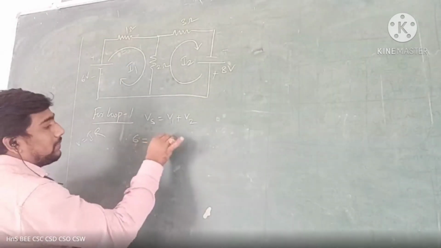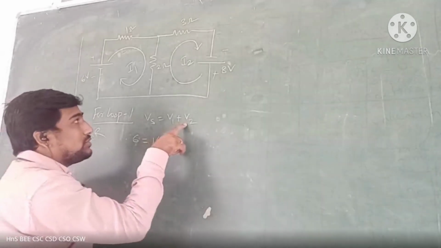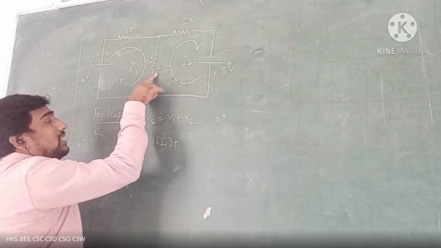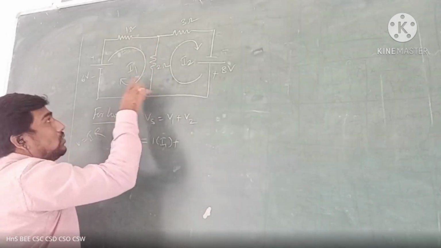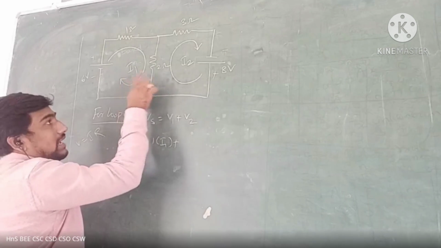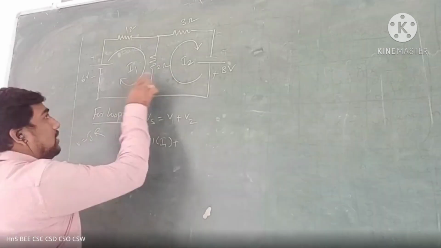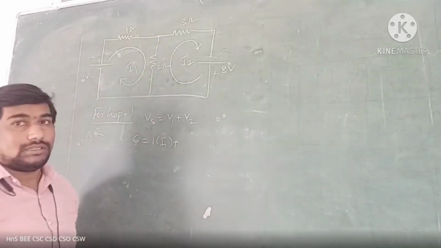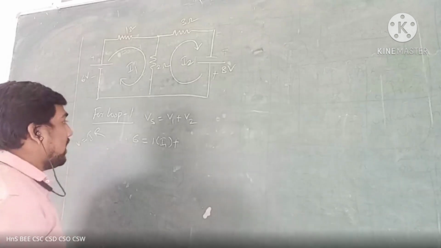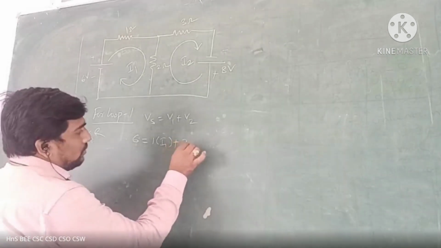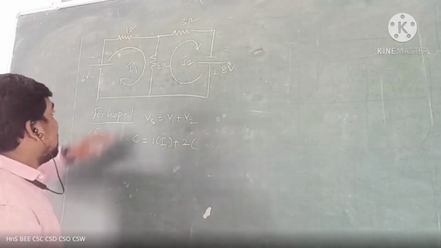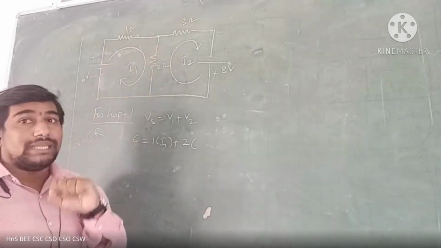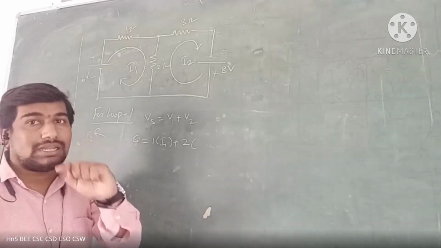Now 1 into I1 plus, sir, what is V2? V2 is nothing but resistance into current. The resistance value is 2, but in this resistance, how many currents are there? Two currents are there, I1 and I2. Both currents are flowing across the 2 ohm resistance. You have to write 2 into either I1 plus I2 or I1 minus I2, based on the direction. You have to write the sign, plus or minus.